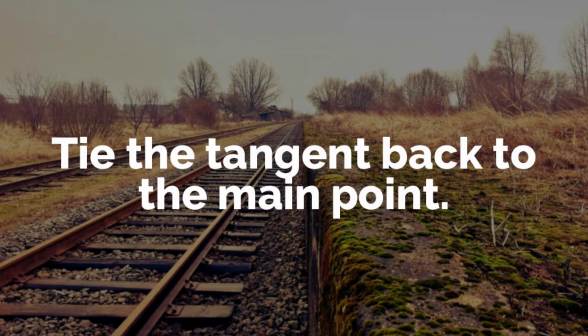Now, the third thing about it is you want to learn to tie the tangent back to the main point. One of the best ways to try to get the discussion back on track is to find some point of connection between the tangent and the main idea of the lesson that you're talking about. Try to find some connection between what the group is talking about in their tangent with maybe the next question that you want to answer.